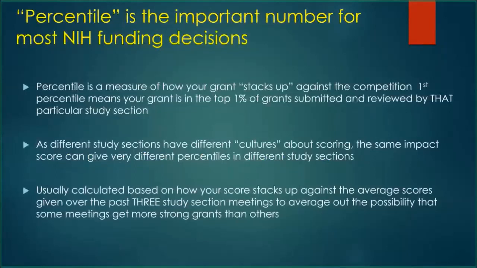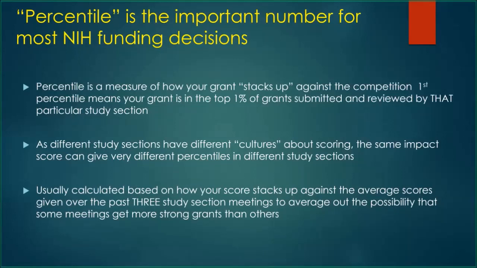So a score of, let's say, 16 or 17 might be a percentile that's 22. And because of this difference in culture, percentiles are used to flatten the playing field so that grants that are seen by different study sections can be considered together by the funding institute. Does that sort of make sense? Okay.